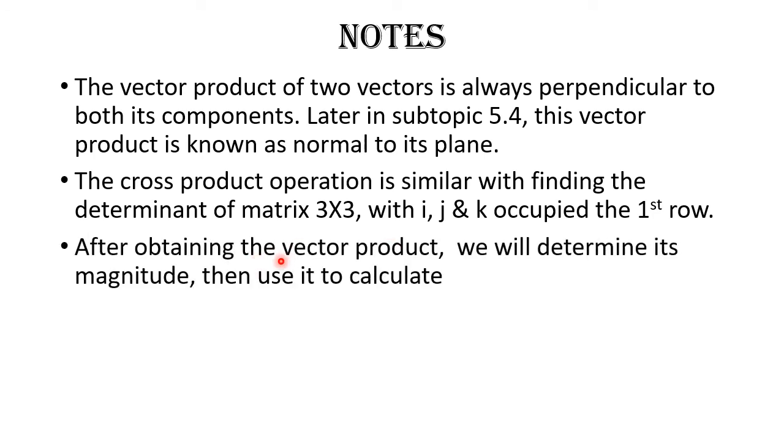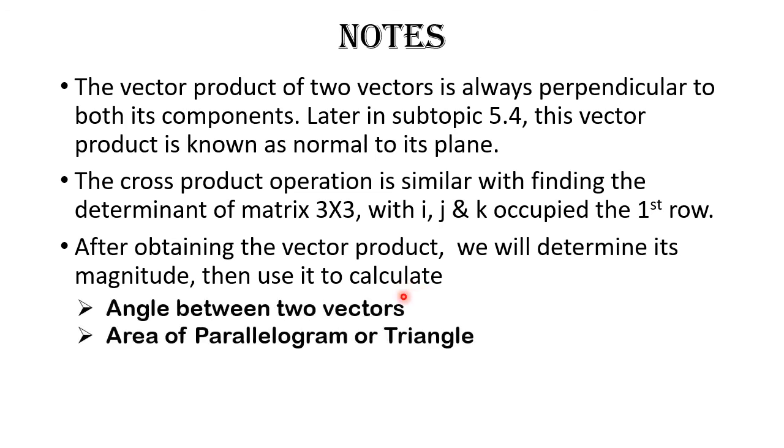And then third, after obtaining the vector product, we will determine its magnitude. Then we use the magnitude of the cross product to calculate first the angle between two vectors. So remember example 4, the sine of the angle. And then next the area of a parallelogram or triangle, which is example 5 and example 6. Okay, we calculate these two areas. So this is actually using the magnitude of the cross product.